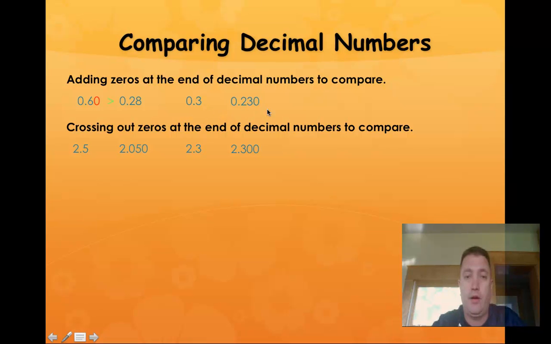We'll look at this next number here. I've got 3/10 and 230 thousandths. Again, I can just stick a couple zeros on the end of that. Now that makes that 300 thousandths. 230 thousandths, 300 thousandths is larger.